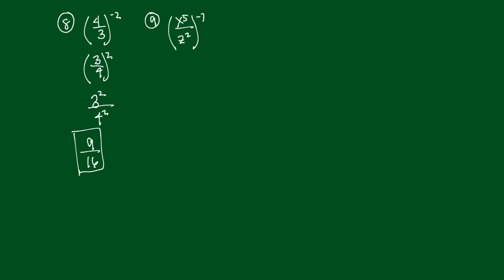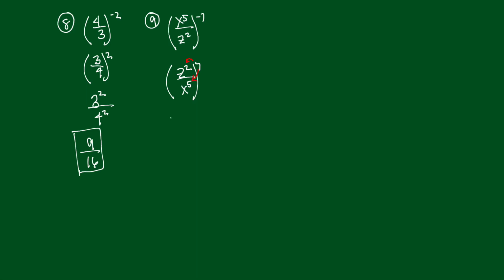In 9, we've got a fraction raised to a negative number, so I know what to do here. I'm just going to flip this over and change the sign of the exponent. So I'm going to write this as z squared over x to the 5th, but now make it to the positive 7. And now I've got a fraction raised to a power, so just distribute that 7 to both the top and the bottom. And now I end up with this.